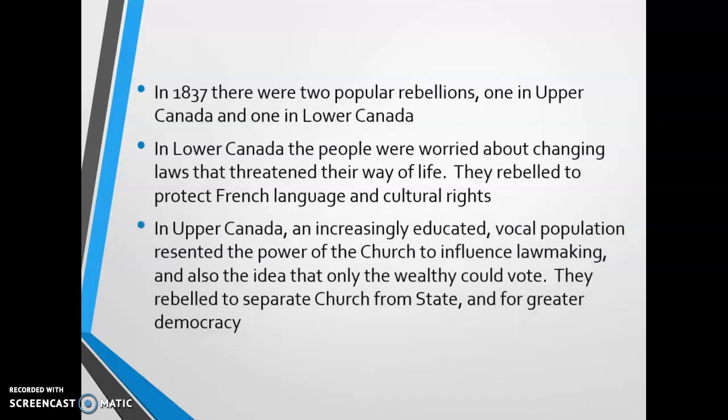In Upper Canada, however, the population was becoming increasingly educated and more opinionated. Therefore, they resented the power of the church to influence lawmaking, so they wanted a separation of church and state. But they also really hated the idea that only the wealthy could vote. So they rebelled for two reasons. One was to separate church and state, and the other was for greater democracy. Now, please understand, they didn't mean democracy for everybody. They just meant that they wanted men to be allowed to vote. Not just rich men.